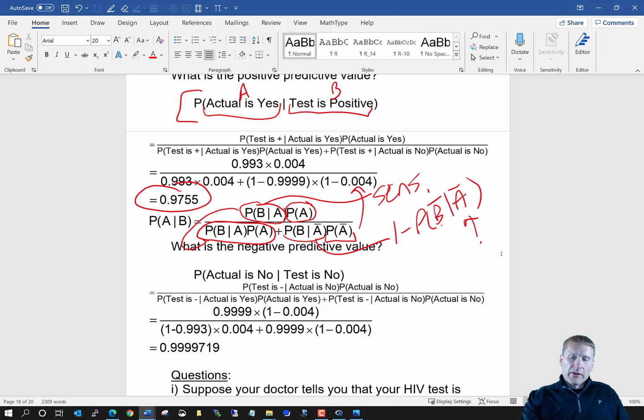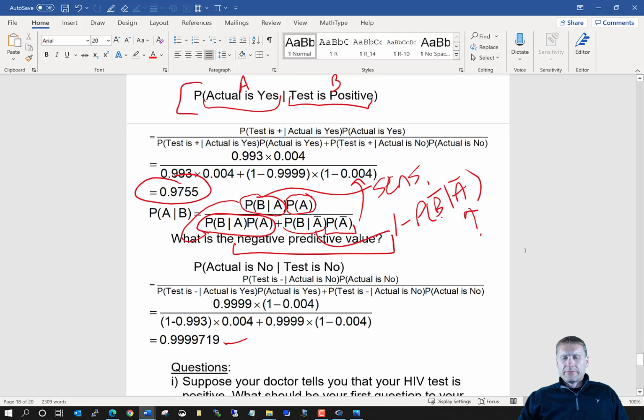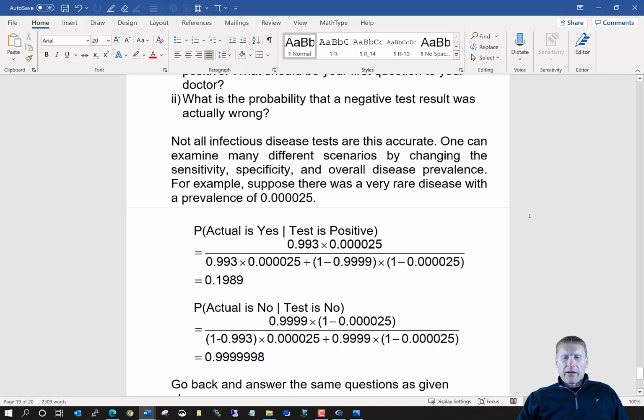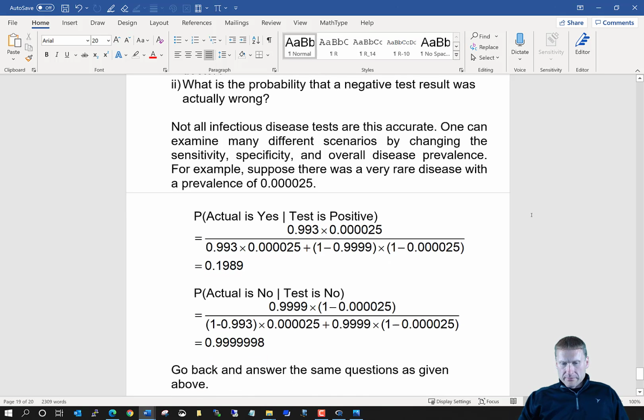We can also look at the negative predictive value as well. And that comes to be 0.999719, so quite high. So for that first question, we've already done that, and we've essentially already done the second one. I'll let you look at that more on your own.